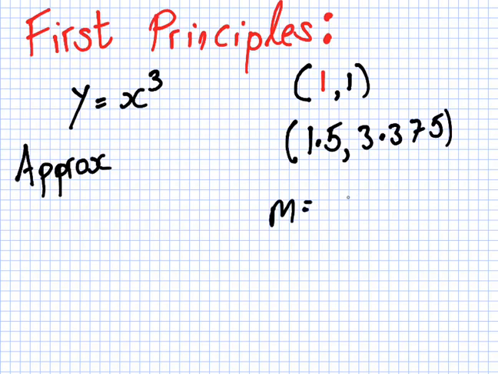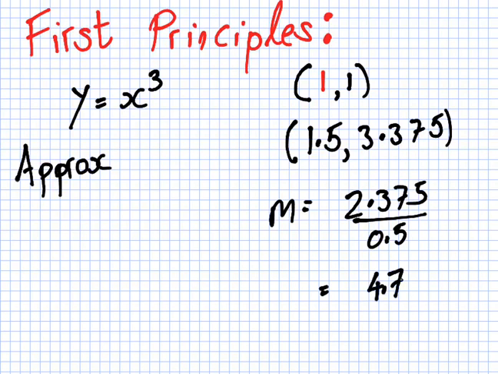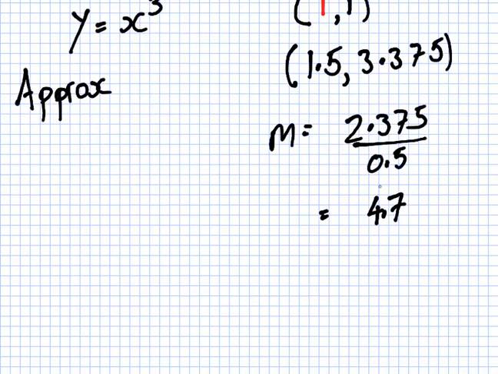Okay, what's the slope here? Well, that would be 2.375 over 0.5, because it's the difference of the y's over the difference of the x's. And what's that, please? It's nearly 3, like 2.6. Oh, so sorry, 4.75.